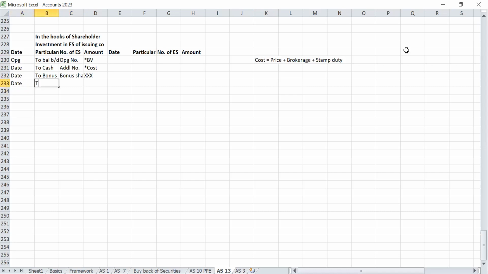Sir, one doubt. Renunciation we say, we renounce it to someone else, transfer. And if we are buying from that renunciation, somebody else is renouncing and we are buying that, that amount needs to be factored, right? Yes. That will be accounted as normal: investment in equity shares to cash. Okay, sir. We will account as a buyer.